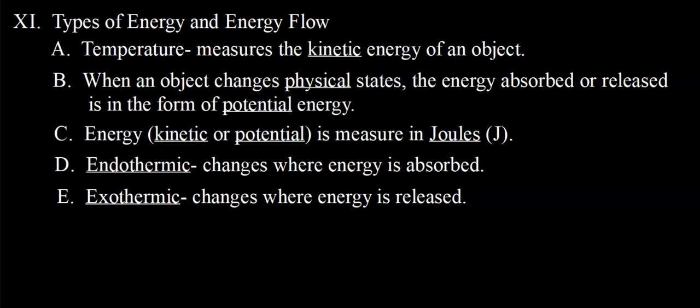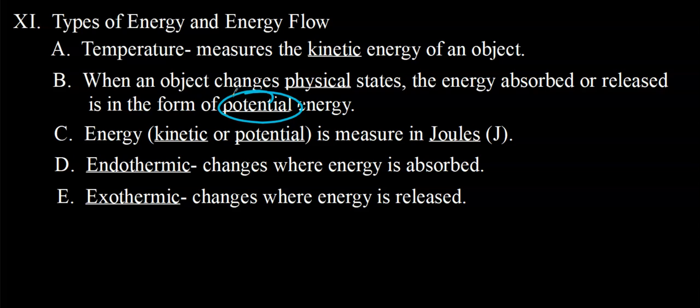The energy involved in a phase change is in the form of potential energy. In fact, when a substance undergoes a phase change, its kinetic energy is constant. There is no change in kinetic energy. There is no change in temperature. We talked about this the other day. When water boils, its temperature does not change during that boiling process. And so since there's no change in temperature, there's no change in kinetic energy. The energy that's involved must be in the form of potential energy.